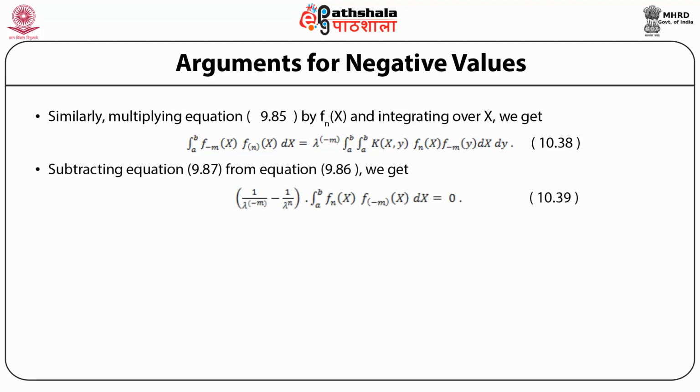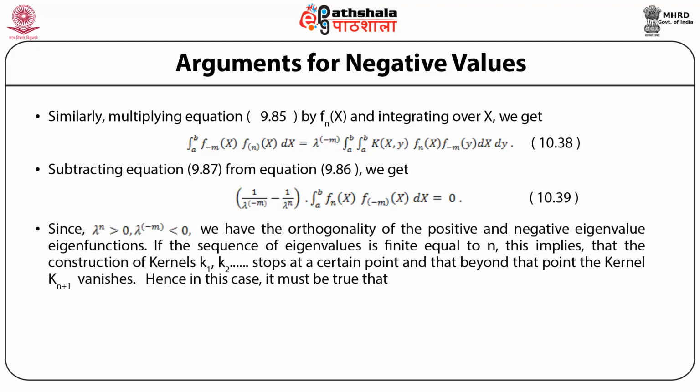Subtracting this equation from the earlier equation, we get (1/lambda_{-m} minus 1/lambda_n) times the integral from a to b of f_n(x) f_{-m}(x) dx is equal to 0. Since lambda_n is greater than 0, that is, the eigenvalue is positive, and lambda_{-m} is negative, we have the orthogonality of the positive and negative eigenfunctions. Because for this to be 0, since lambda_n can never be equal to lambda_{-m}, one is greater than 0 and the other is less than 0, the integral has to be 0, which establishes the orthogonality of the positive and negative eigenfunctions.